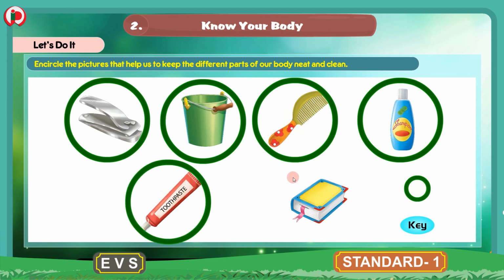Next is a book. Book we use to read and study. So it does not help us to keep our body neat and clean. Only these things help us to keep our body neat and clean. So we have circled these pictures which help us to keep our body neat and clean.